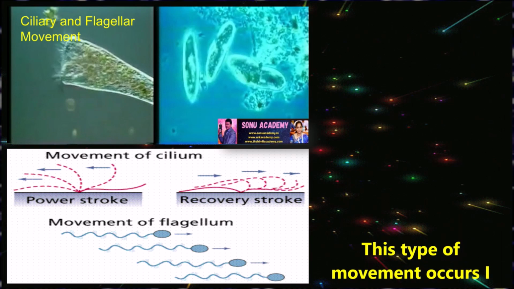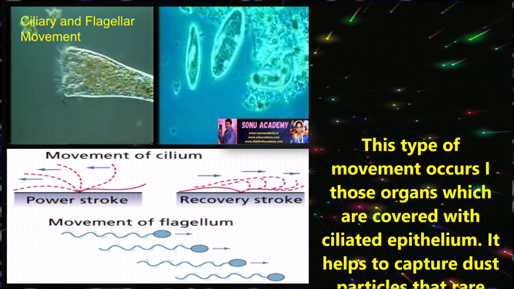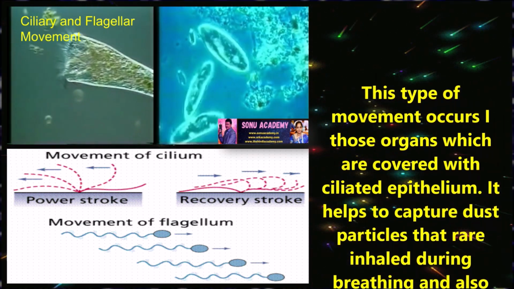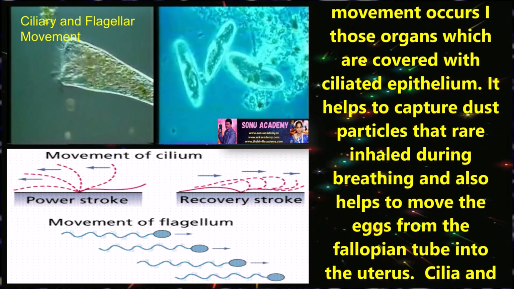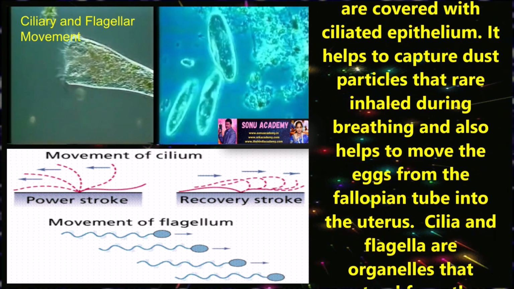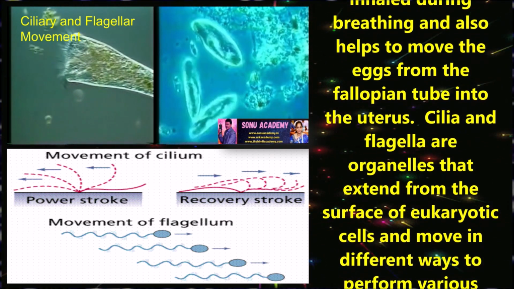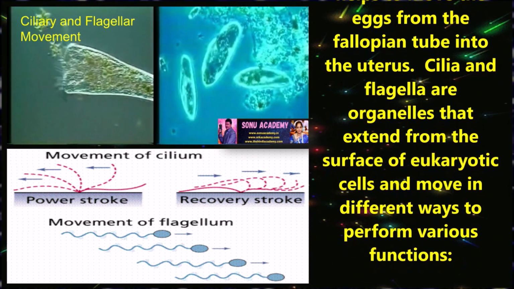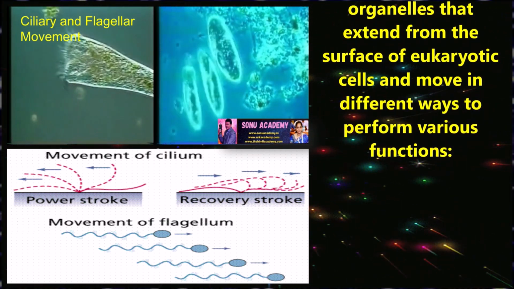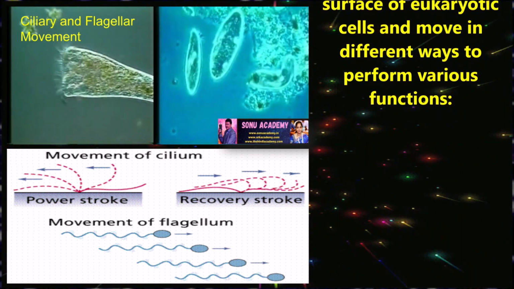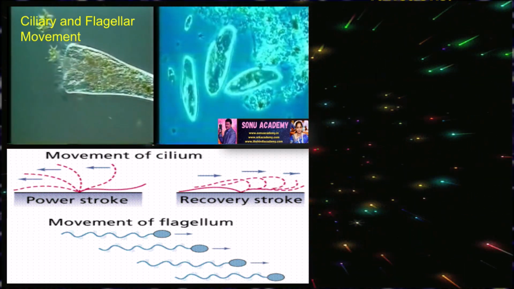Children, now let us discuss ciliary and flagellar movement. This type of movement occurs in those organisms which are covered with ciliated epithelium. It helps to capture dust particles that are inhaled during breathing and also helps to move the eggs from the fallopian tube into the uterus. Cilia and flagella are organelles that extend from the surface of eukaryotic cells and move in different ways to perform various functions. Let us discuss each in detail.